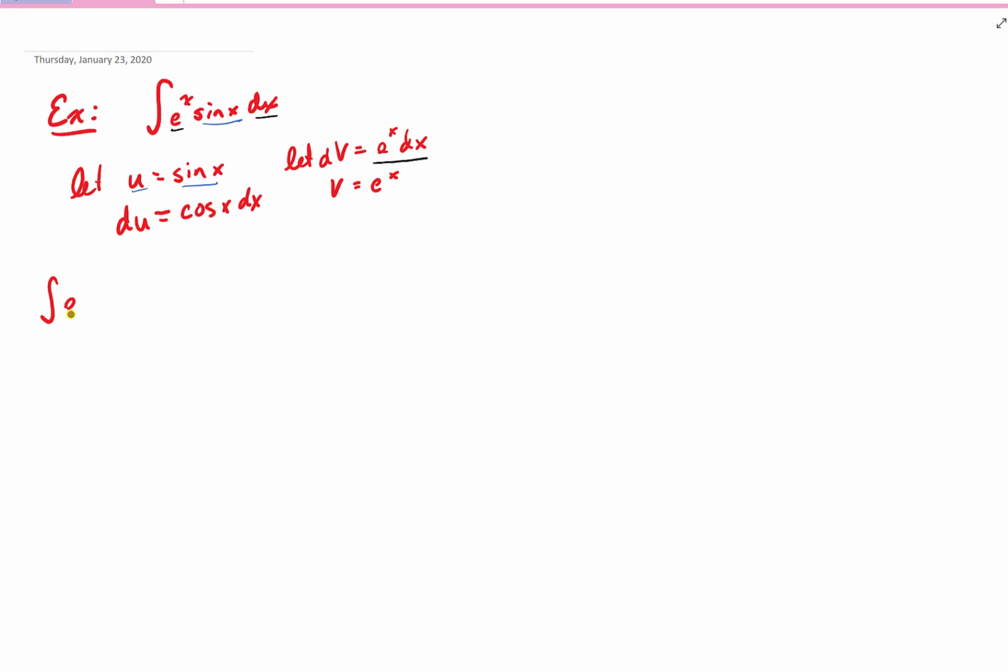So we've got the integral of e to the x times the sine of x dx, that's just the original, is equal to the product of u and v, so sine of x times e to the x, minus the integral of v, that's this factor, e to the x, times du, which is the cosine of x dx. So again, if you're following that formula that we derived before, we had the integral of u dv is equal to uv minus the integral of v du, following that formula based on what we wrote up here. Great.